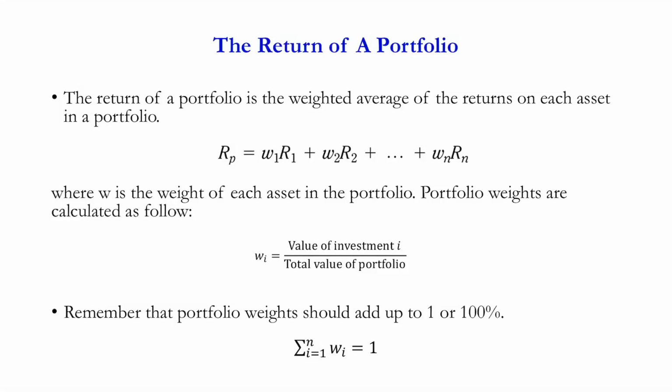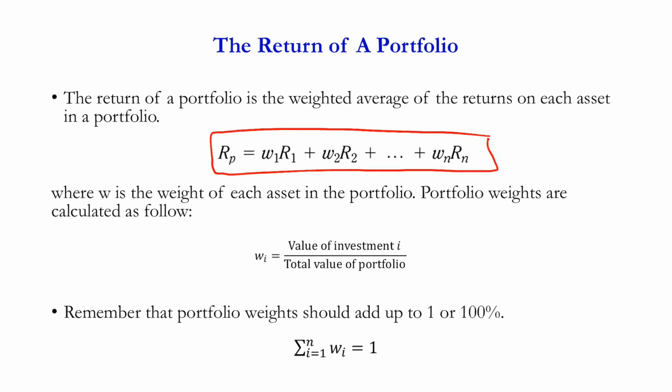In this video, we will see how to calculate the realized return and the expected return of a portfolio. The return of a portfolio is the weighted average of the return on each asset or each investment in a portfolio. So the W's that you see in this formula are the weights of the assets in the portfolio.